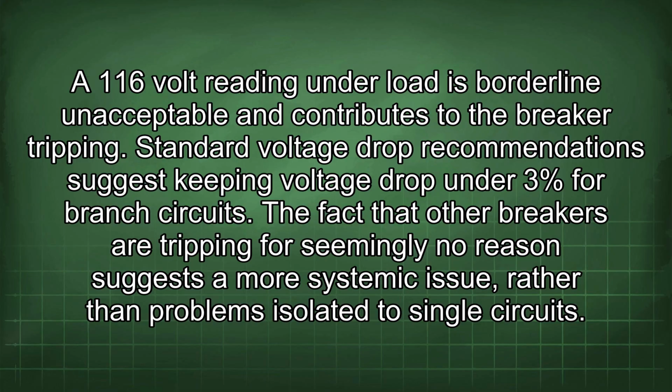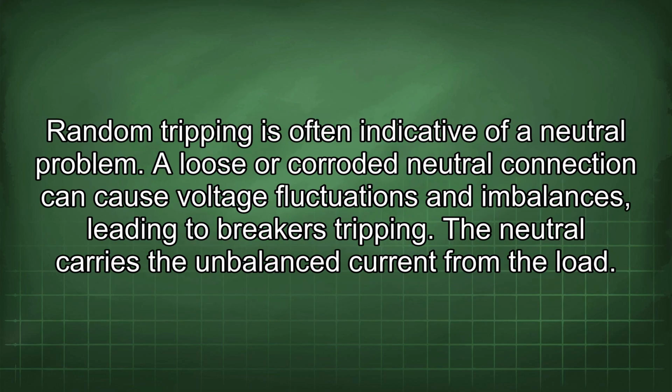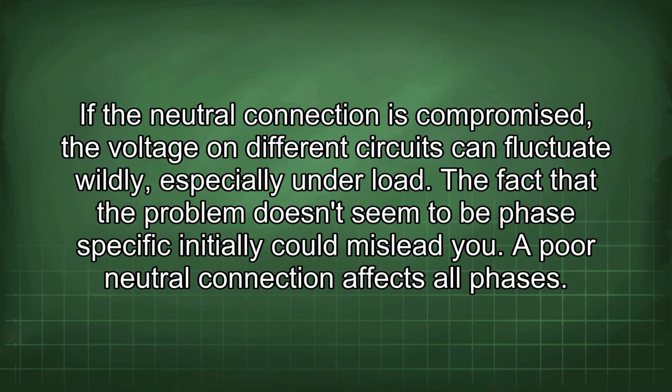The fact that other breakers are tripping for seemingly no reason suggests a more systemic issue, rather than problems isolated to single circuits. Random tripping is often indicative of a neutral problem. A loose or corroded neutral connection can cause voltage fluctuations and imbalances, leading to breakers tripping. The neutral carries the unbalanced current from the load. If the neutral connection is compromised, the voltage on different circuits can fluctuate wildly, especially under load.